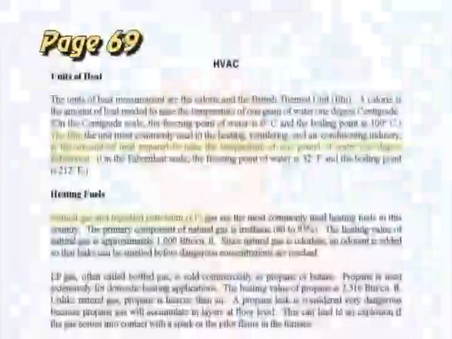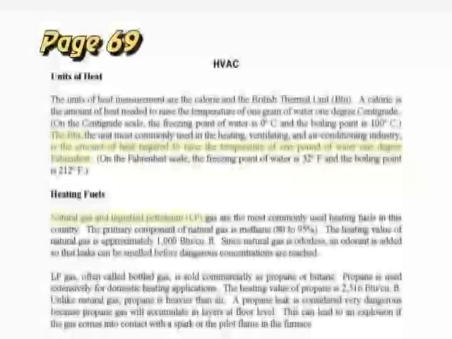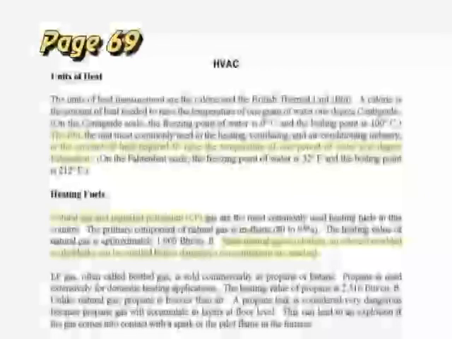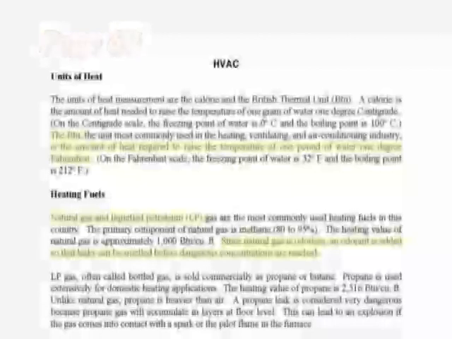Now, since natural gas is odorless, an odorant is added so that leaks can be smelled before dangerous concentrations are reached. And that sentence is the last sentence of the second paragraph. Let's underline that. Since natural gas is colorless and odorless, an odorant, and so on and so forth.